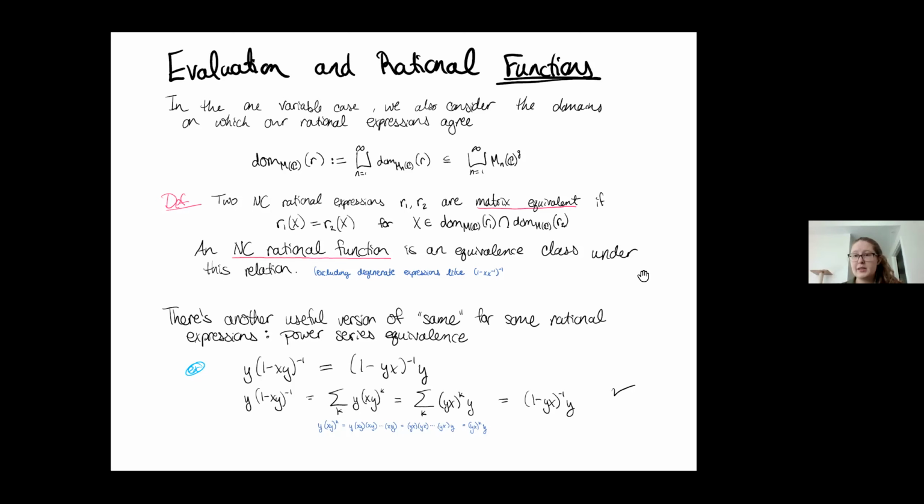Now, like I was saying earlier, there's another way of looking at these things being the same for certain rational expressions. We can talk about power series equivalence. And I personally really like this because power series make me feel safe. I understand how they work and I like them. So when I was first looking at our example from before, my first instinct was to say, that right there is a geometric series. So write it as a geometric series. Rearrange as appropriate. Hey, look, it's the other geometric series. Whee! This is great.